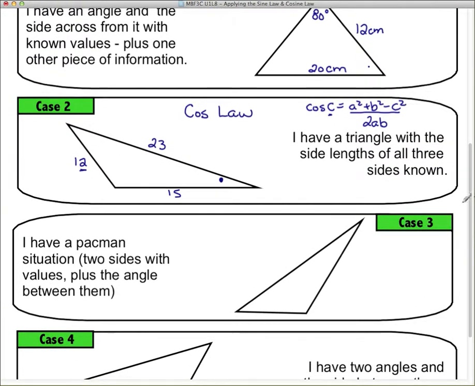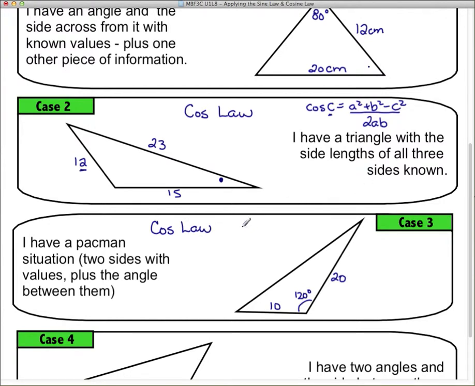Case 3: I have a Pac-Man situation where I have 2 sides with values plus the angle between them. So here's the Pac-Man situation. This is, say, 10. This is, say, 20. Although maybe we should swap those around, because that doesn't look like it'd be 10 and 20; one's much longer than the other. So let's say this one's the 10 and this one's the 20, and the angle between them is 120 degrees. This is the Pac-Man situation, and you remember the Pac-Man situation was cosine law as well. This is the other form of cosine law.